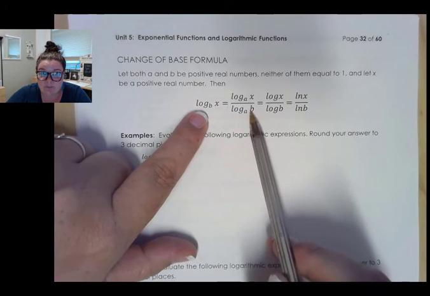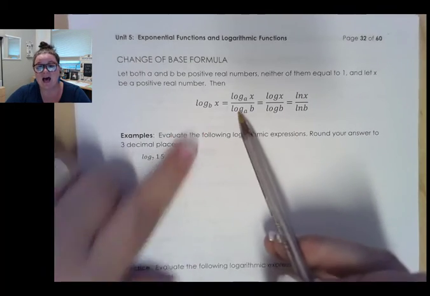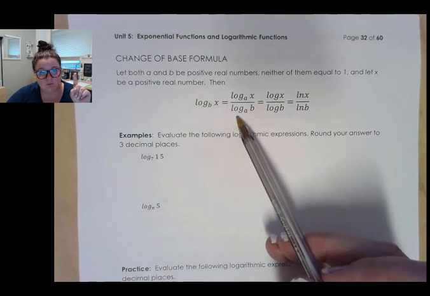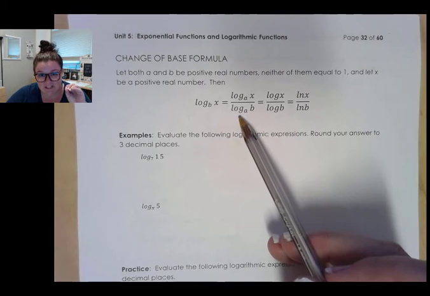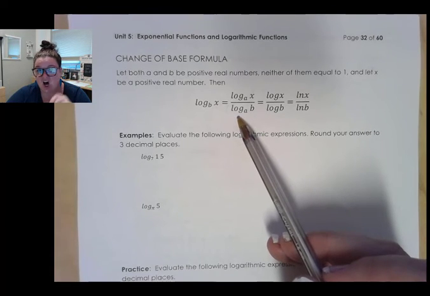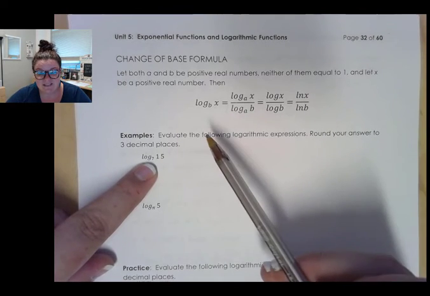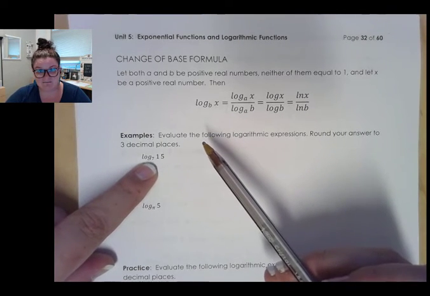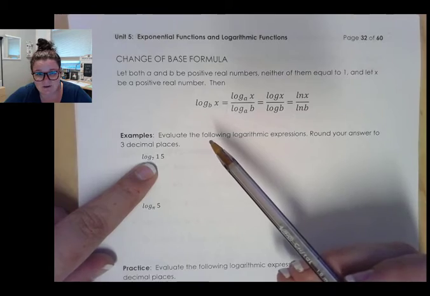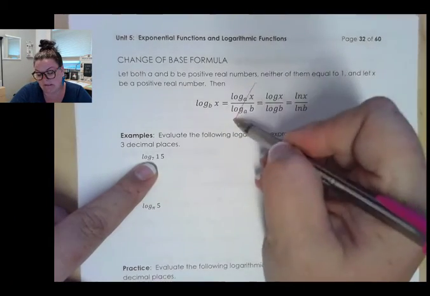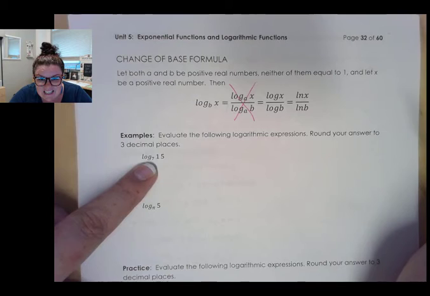Now, I personally cannot think of one time that I would want to change a log from an odd base like 7 to another odd base like 14. Like, that would just be weird. I don't know what the point of that would be. So we're really not probably going to ever use this in this class.